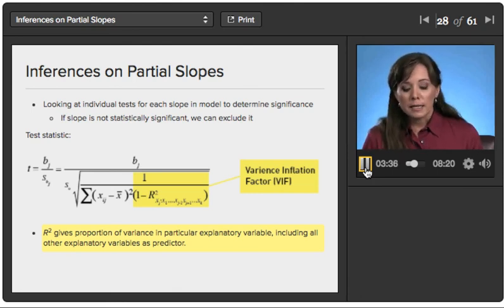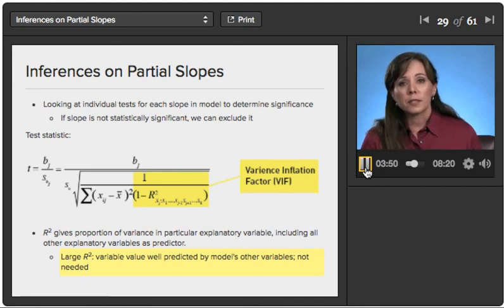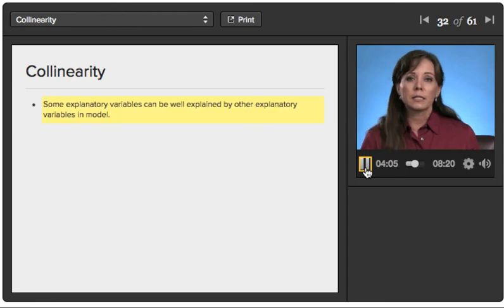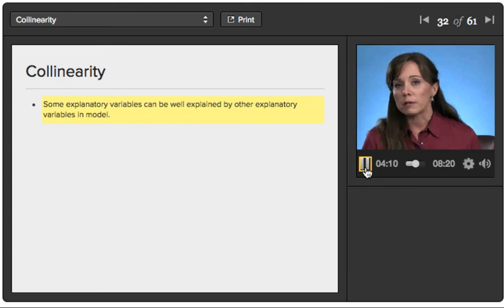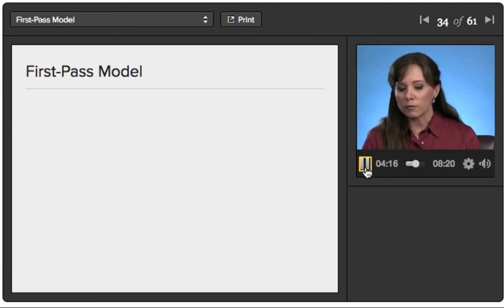What does this mean? That means that if this r squared is large, then this particular variable is well predicted by the other variables in the model, and we don't need it. If this r squared is small, then the other variables in the model don't do a very good job of predicting the variable, and we do need it in the model. So this is what we call the variance inflation factor. And we'll come to this when we look at collinearity, which is the idea that some explanatory variables can be well explained by other explanatory variables in the model, so we don't need to include all of those because it would be redundant. So let's look at this first pass model.